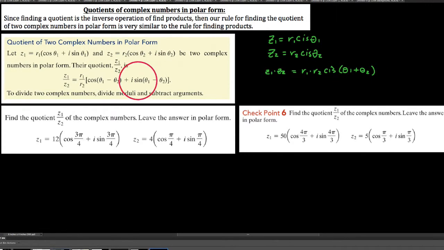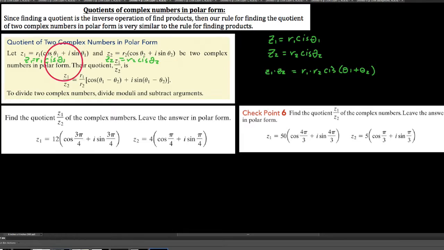So the fabulous thing about the fact that multiplication is the inverse of division means that we're really just going to perform the inverse operations of what we did over here to find the product in order to find the quotient. So let us represent our numbers here. We're going to say z1 is r1 cosine theta 1 plus i sine theta 1. I'm also going to abbreviate this as r cis theta 1, since they mean the same thing. Our z2 is r2 times cosine theta 2 plus i sine theta 2.